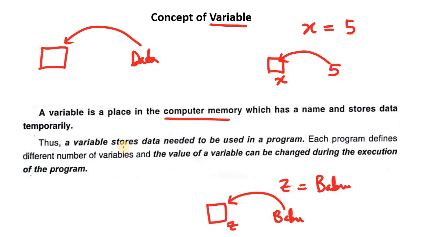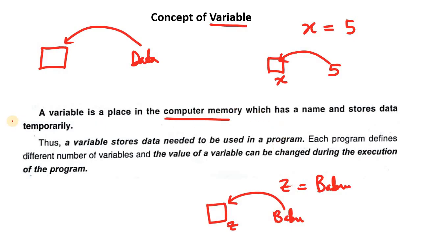Okay, so see, a variable stores data. And why is that necessary? Because in order to run a program, we have to store data. We have to process it, later on do the data processing. A program basically does data processing. So first we have to store the data, and for that variables are necessary. Okay, so as I was saying, each program defines a different number of variables, and the value of a variable, you see, can be changed during the course of the program.